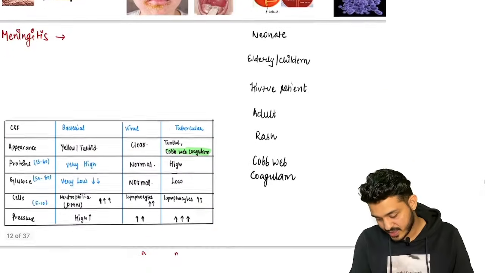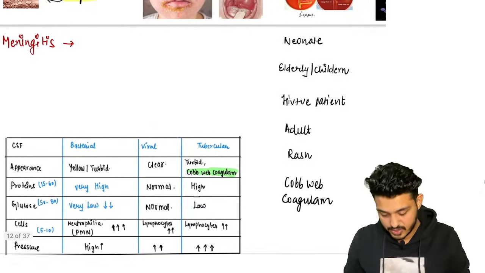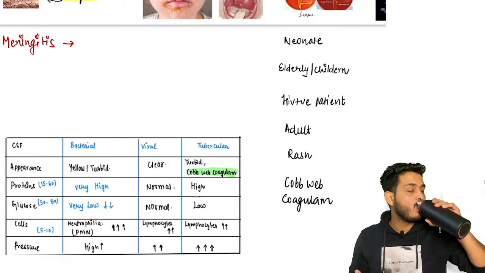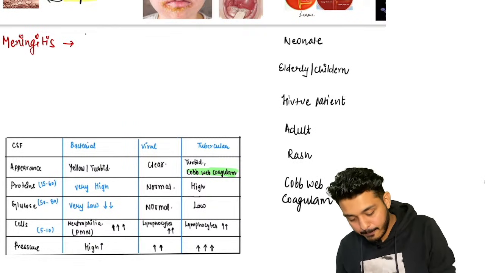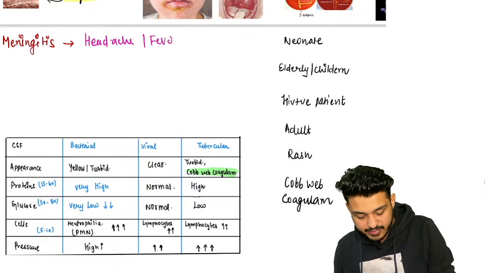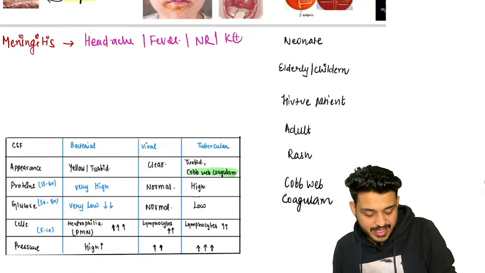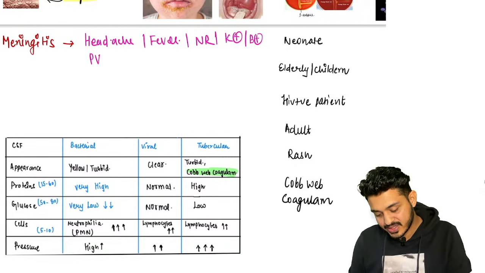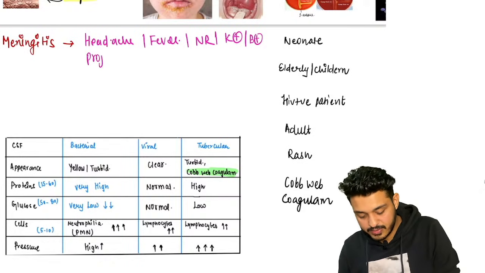Now, another question they can ask you is about meningitis. What can they ask you about meningitis? They will write you a simple story. The patient will be having headache, fever, high grade fever can be there. Patient can have nuchal rigidity. Patient can have Kernig sign positive, Brudzinski sign positive, projectile vomiting can be there, right? All these things are the symptoms of meningitis.